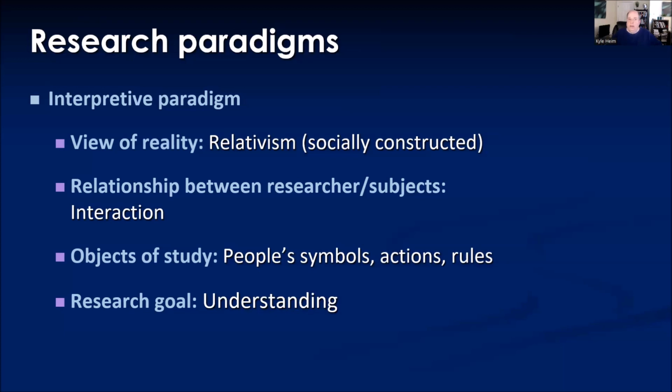And the argument goes that it is through that interaction that they're able to better understand the research subjects they are studying. So an interpretivist is not going to be so much interested in things like cause and effect relationships. Instead, an interpretive researcher is more interested in understanding people's culture and cultural artifacts, things like symbols and actions and rules, and that ties in actually very well with communication, because communication is all about symbols and actions and rules.